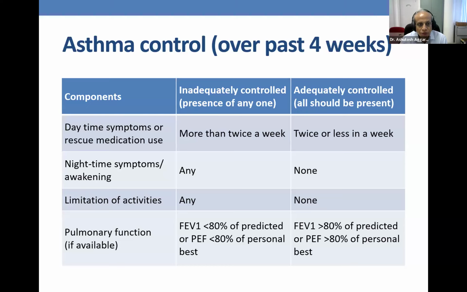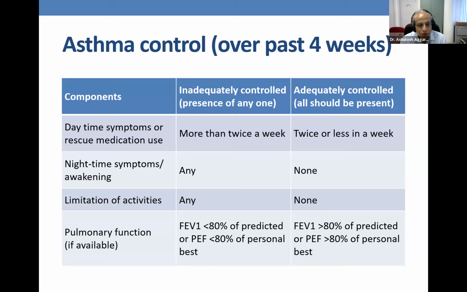Normally, if a patient has daytime symptoms or needs a rescue inhaler dose more than twice in a week, or if the patient complains of any nighttime symptoms or nocturnal awakening, or if the patient is limited in his or her activities due to the asthma symptoms, then this patient is not adequately controlled and will require stepping up of treatment or trying to find out why the asthma is not well controlled.